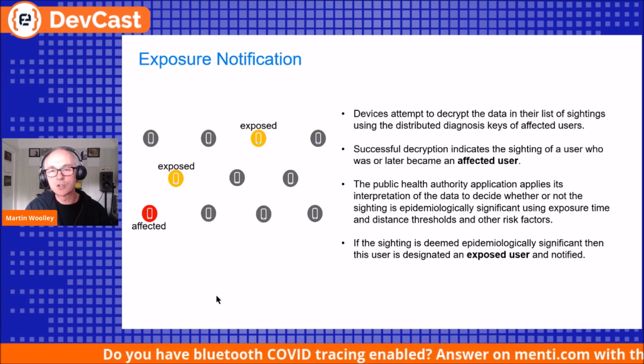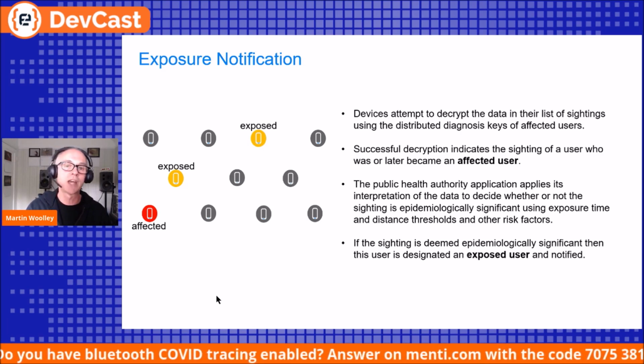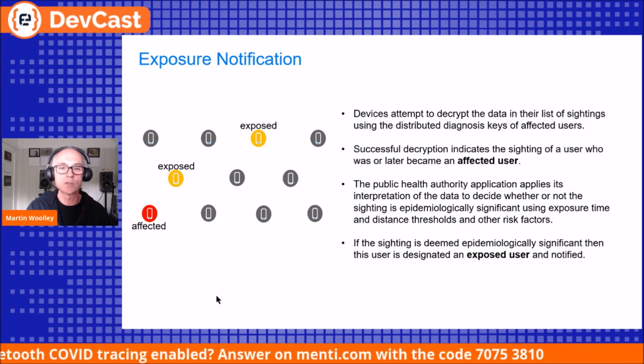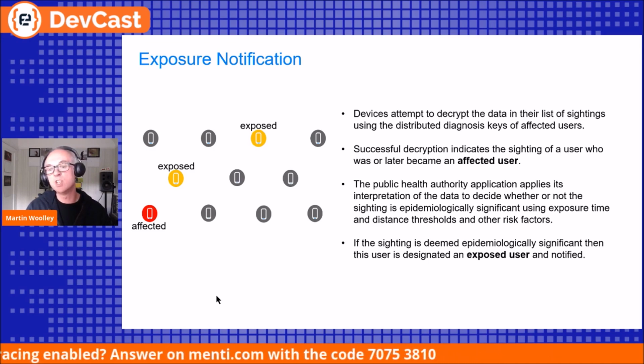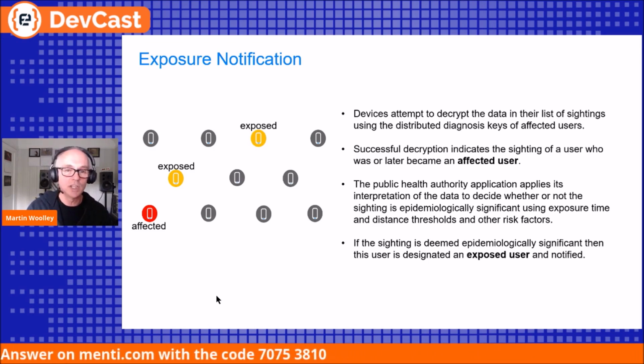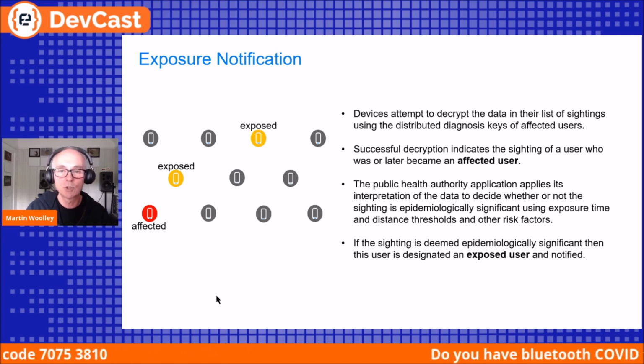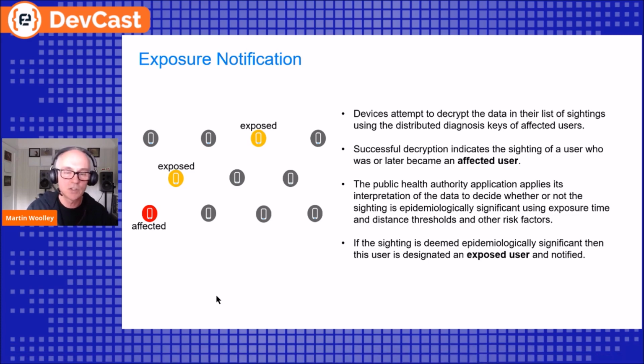So if they're successful, this means that the user has encountered another person who has at some point become an affected user. The application using the ENS framework then applies some local risk management or risk assessment criteria involving distance estimation and encounter durations, and if necessary, notifies the user that they may have been exposed. And again, all of this is happening on the local smartphone only.